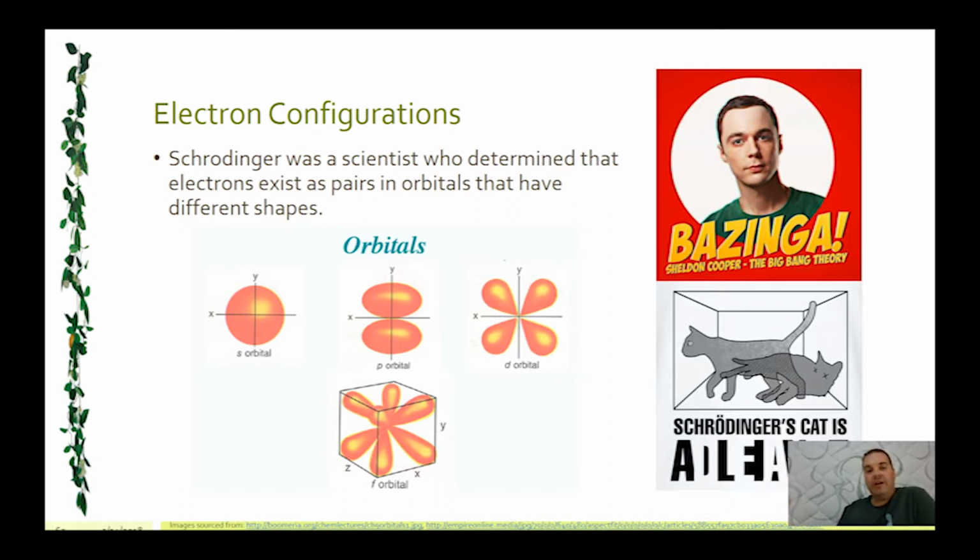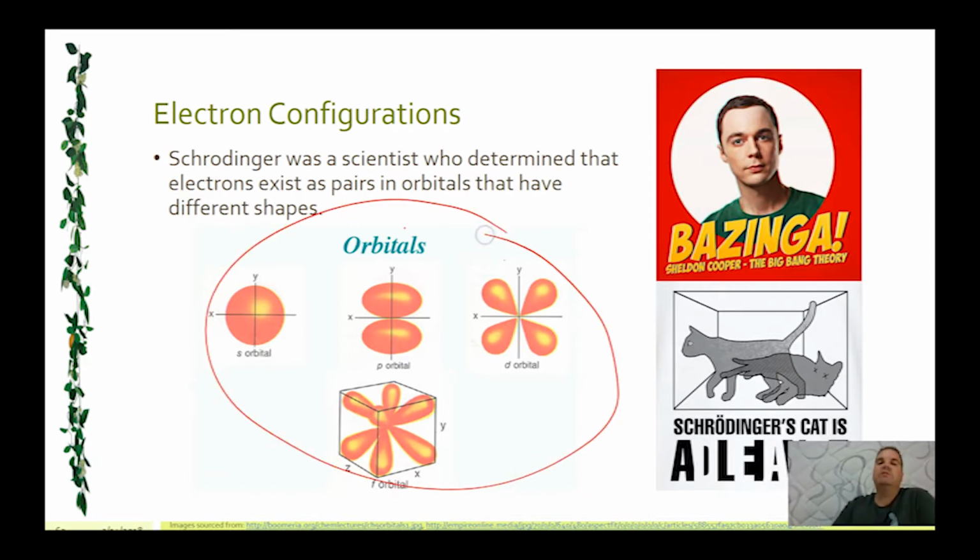He also did a lot of other things, and one of the things he came up with was that he determined that electrons exist as pairs in orbitals, and they have different shapes. This sort of thing is very much university level, so you don't need to worry about it at the moment. But the fact that we have S, P, D, and F orbitals is what we'll look at in Year 12 chemistry.